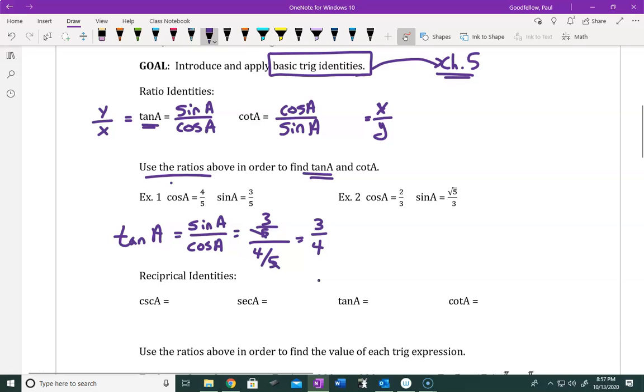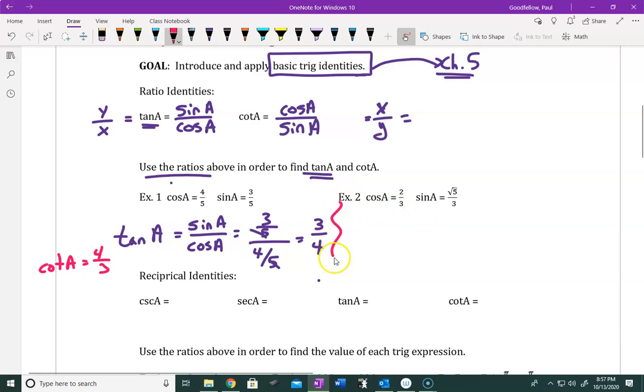Now, I really wouldn't have to work very hard to get the cotangent of that, because the cotangent is just the reciprocal of tangent. The cotangent is really 1 over tangent, or tangent flipped over. The cotangent would be ultimately 4 over 3. It would just flip these 2 around. Cosine would end up upstairs and sine would end up downstairs.